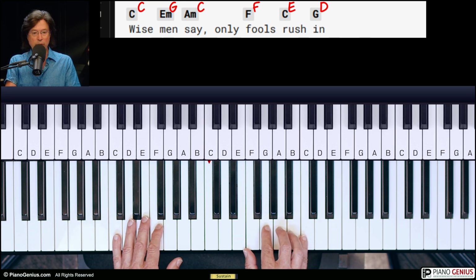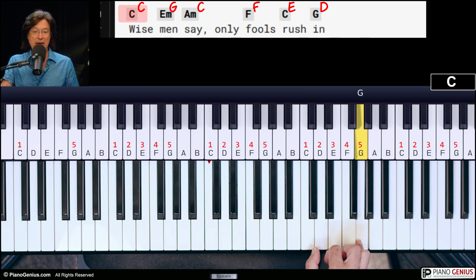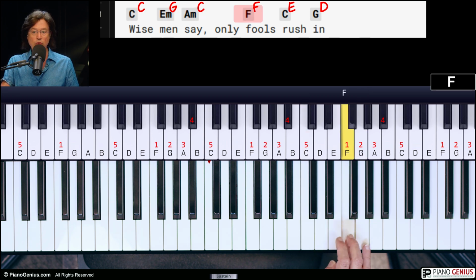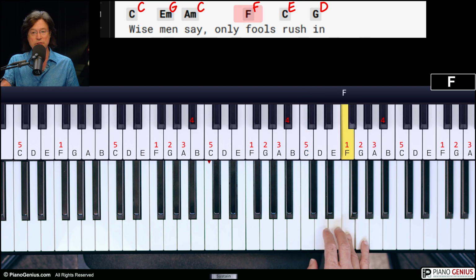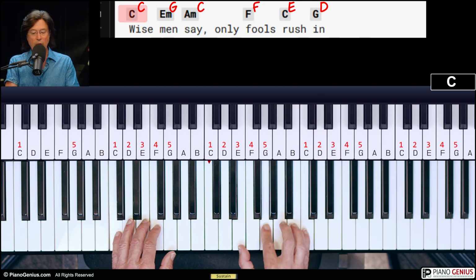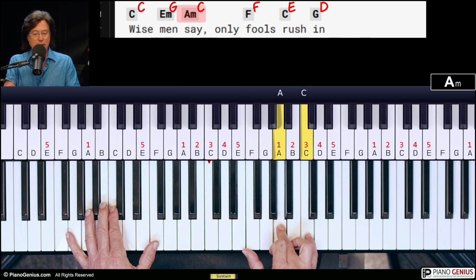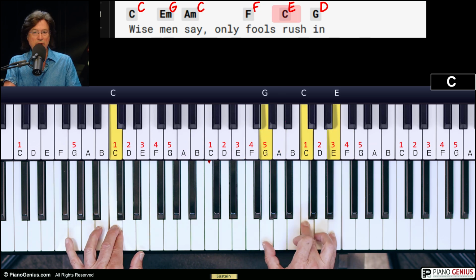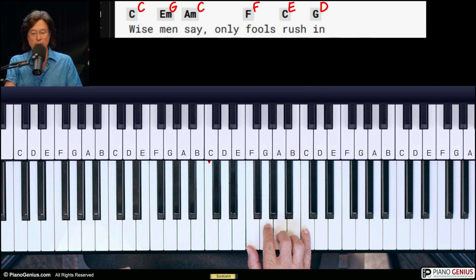So let's look at what we've got here. We're starting here: wise men say, and I'm going to skip the passing note, only, and just play the chord notes. Wise men say, only fools rush in. That's just something you can get used to. The way I would do it is you play the first top note that you've written in red with your little finger.